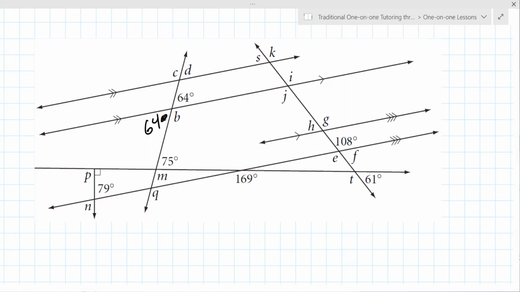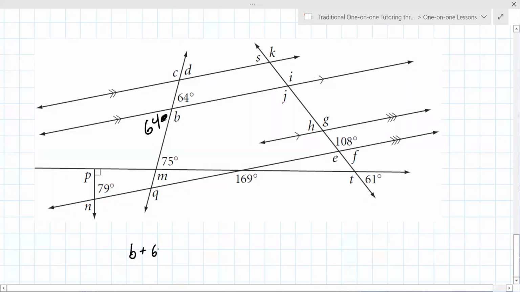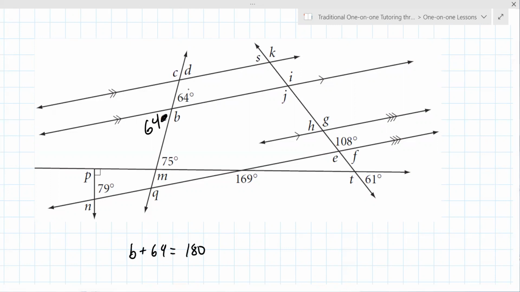132, alternate interior. Nope, it's a linear pair. Linear pair. Oh, is that where it's just side by side? Yes, when they're next to each other, it's a linear pair either that way or that way. Would that also be 64 degrees? No, the linear pairs add up. You're seeing my screen, right? Yeah. Linear pairs add up to 180.